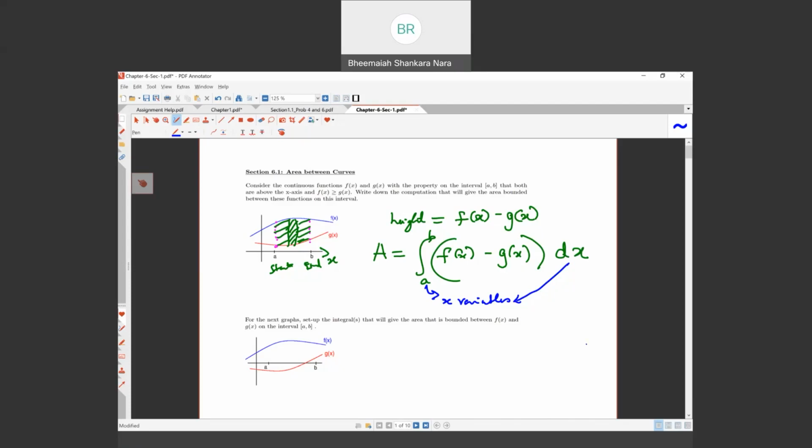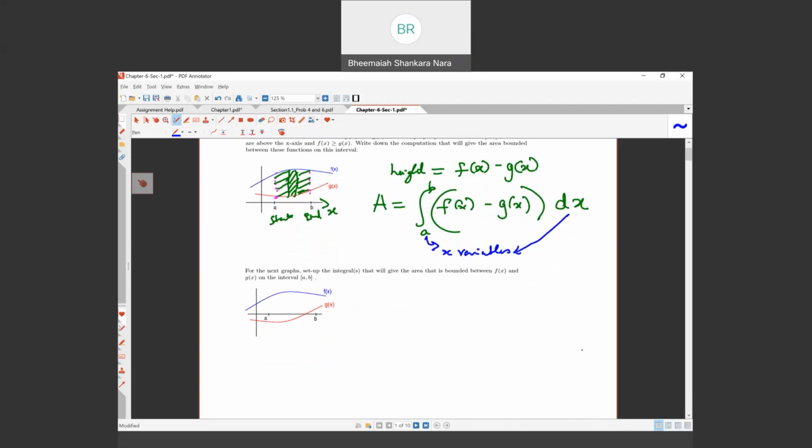Next, for the graph given, we would like to set up the integral that will give the area between the bounded curves, which is the same as what we discussed before. So let me draw here. Again, we see f on the top, g on the bottom. So area between the curves is given by the integral from a to b of f of x minus g of x dx.